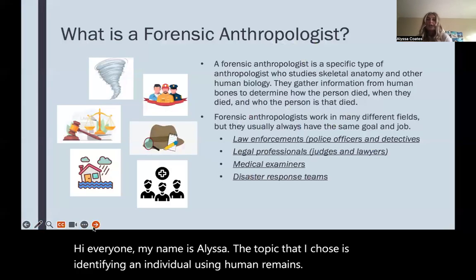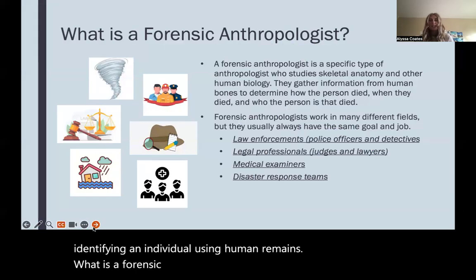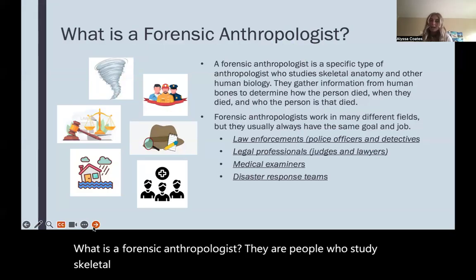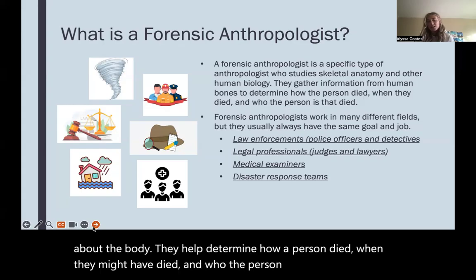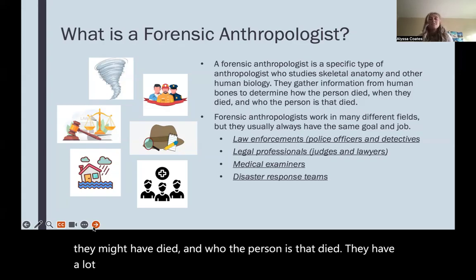What is a forensic anthropologist? They are people who study skeletal anatomy and other human biology. They learn a lot about the body. They help determine how a person died, when they might have died, and who the person is that died. They have a lot of different jobs in a lot of different fields.